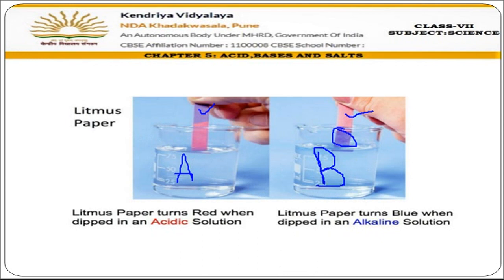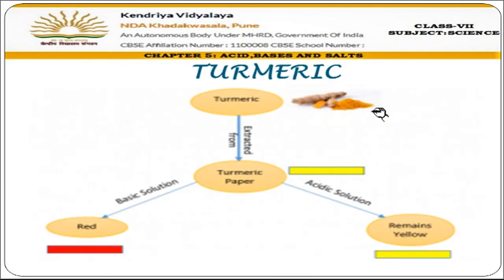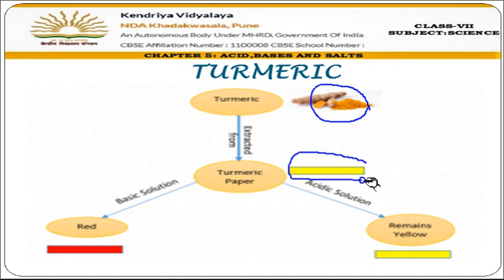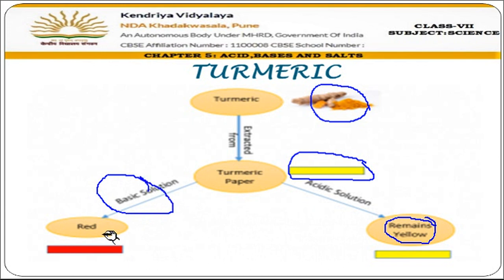Fine. Now the next one is turmeric. Turmeric is haldi. Turmeric papers are also available, which are used in the lab to test. If turmeric paper is added to acid, it remains yellow. That means there is no change; turmeric does not show any color change with acids. But if turmeric paper is added to a basic solution, a base, then it shows red color.